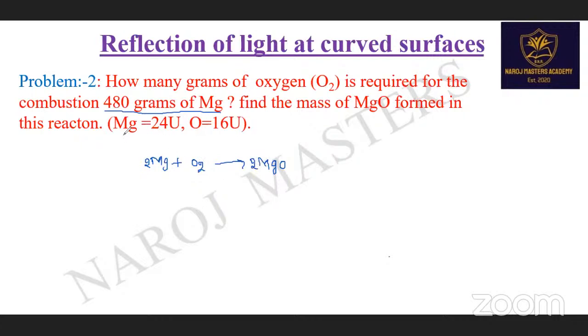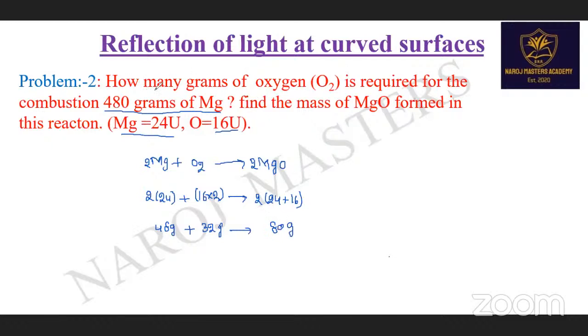What is the atomic mass of magnesium here? 24 units, and oxygen is 16 units. So 2 into 24 plus oxygen 16 into 2 gives rise to 2 into 24 plus 16. So this is 48 grams of Mg plus 32 grams of oxygen gives rise to 24 plus 16 is 40, 2 times 40 is 80 grams.